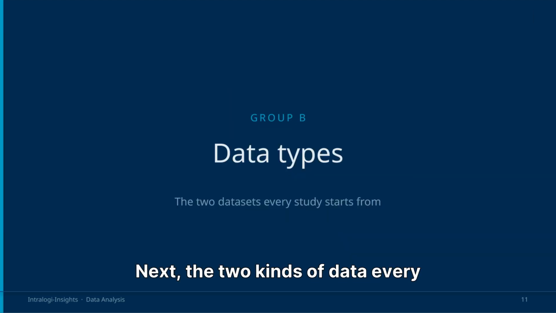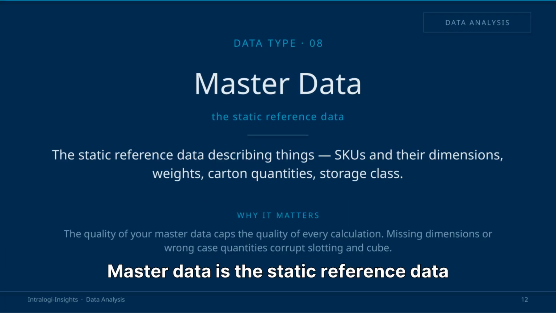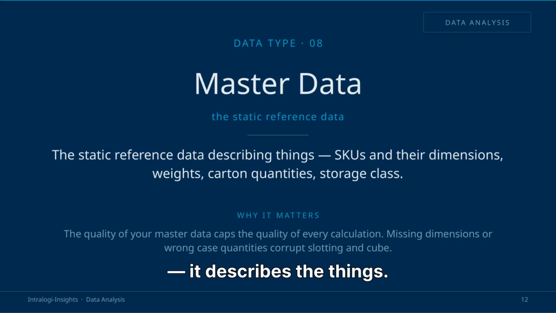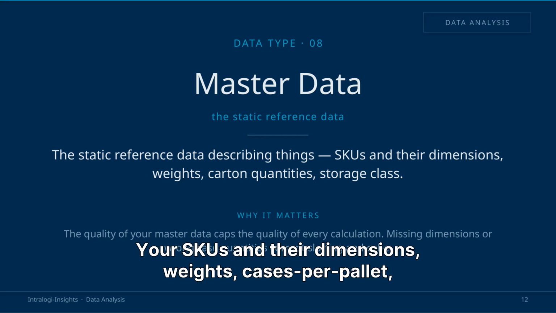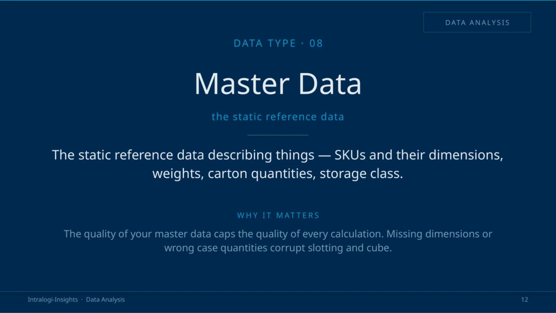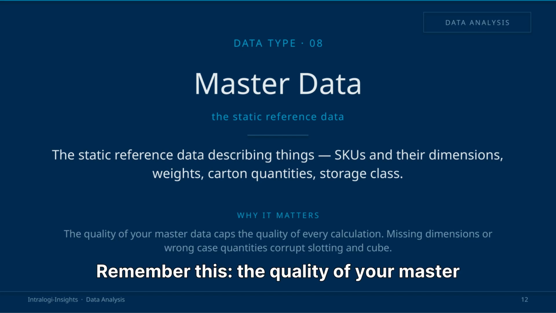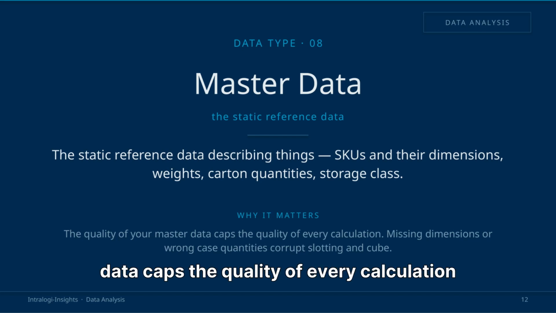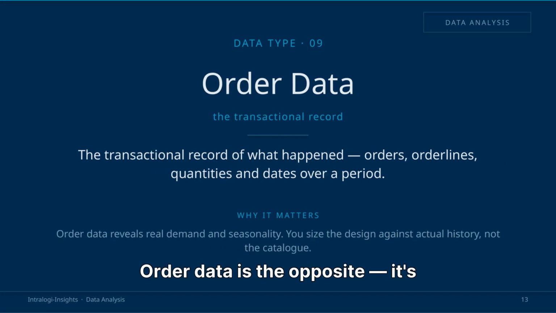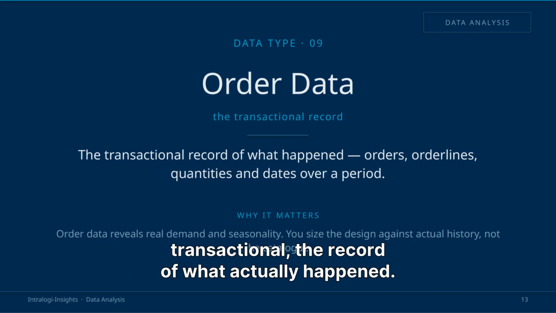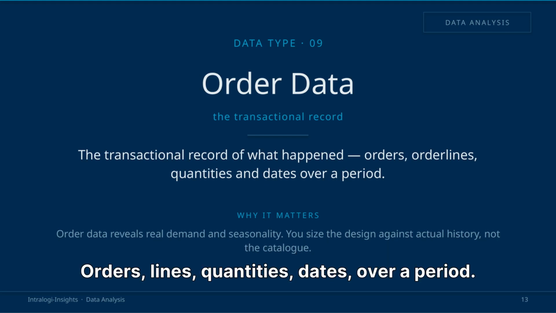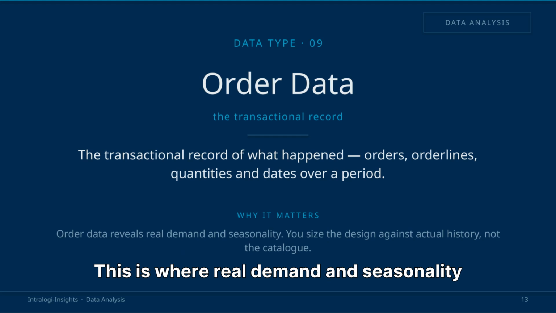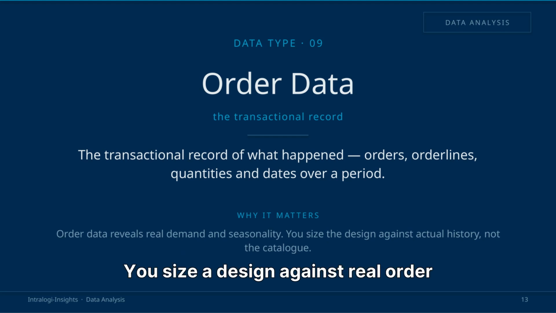Next, the 2 kinds of data every analysis starts from. Master data is the static reference data. It describes the things: your SKUs and their dimensions, weights, cases per pallet, storage class. Remember this, the quality of your master data caps the quality of every calculation you'll ever make on top of it. Order data is the opposite. It's transactional, the record of what actually happened. Orders, lines, quantities, dates, over a period. This is where real demand and seasonality live. You size a design against real order history, never against the catalog.